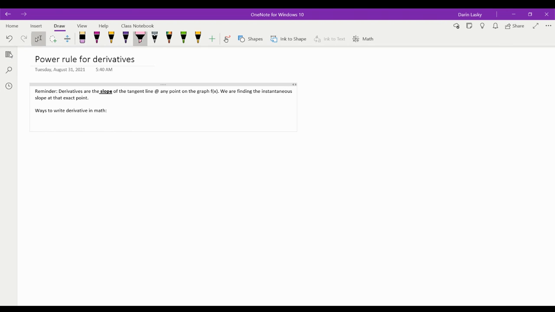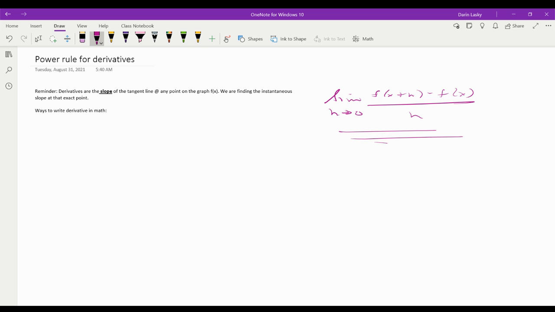All right, guys. So we're going to tackle the power rule, which is a way to find derivatives instead of using the limit definition. Remember, yesterday we talked about the limit as h approaches 0 of f of x plus h minus f of x all over h. So this here is pretty much the slope at any given point.